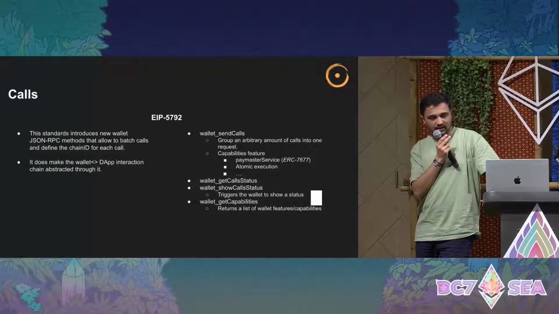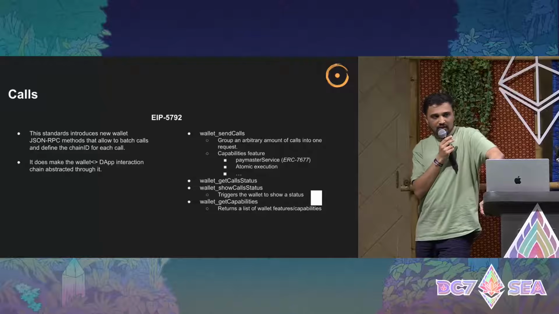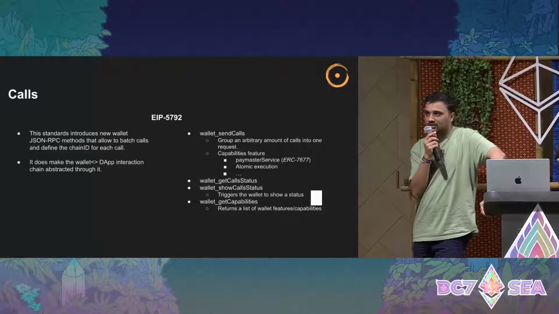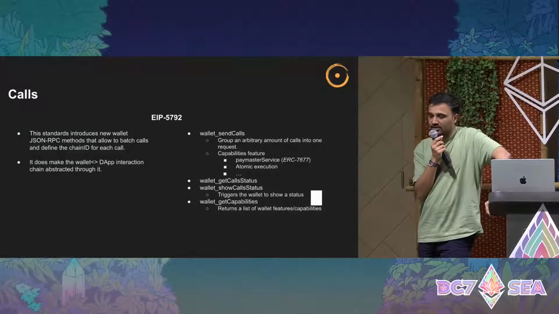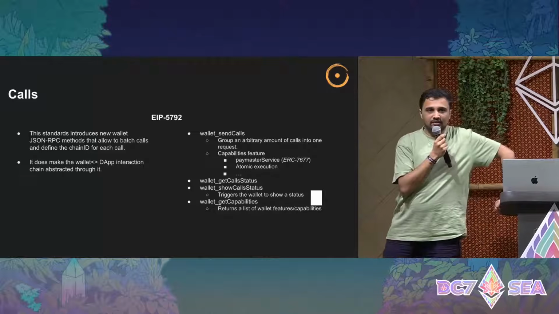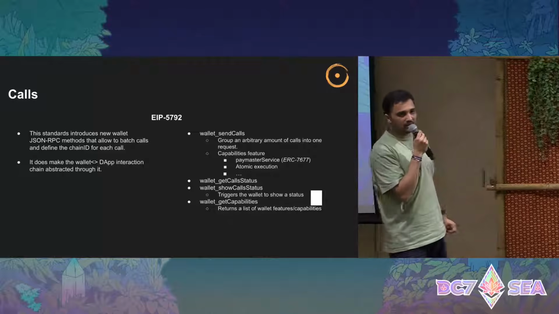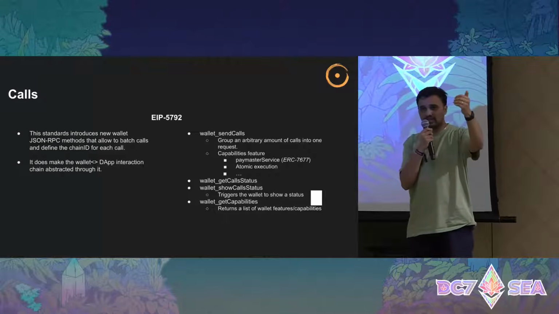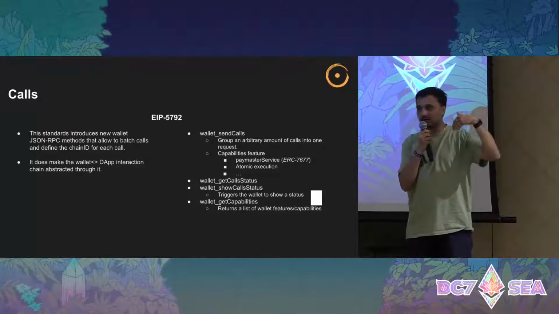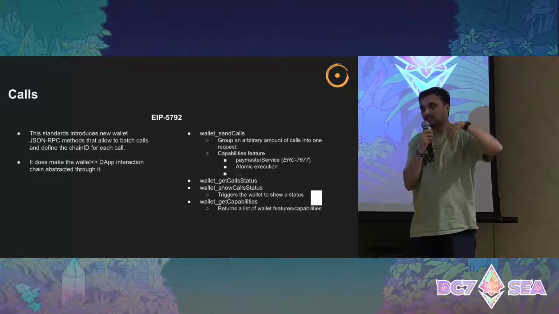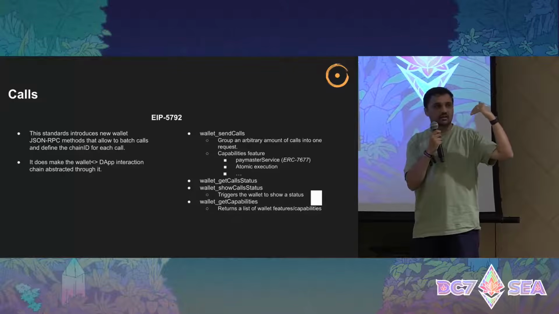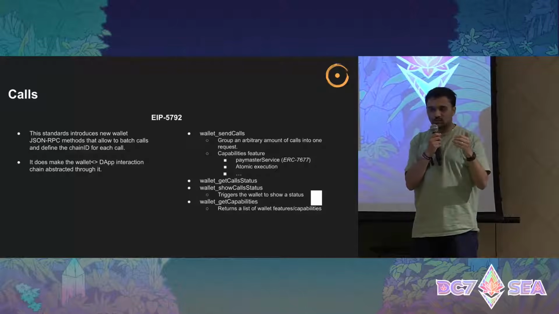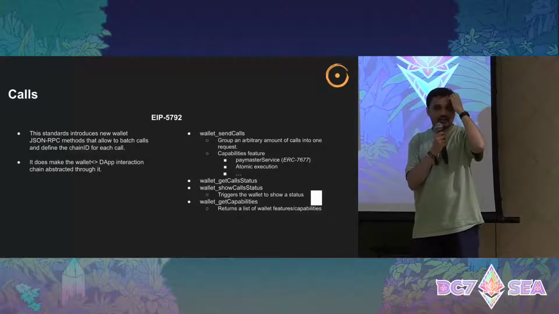Another interesting ERC or EIP is this one called batched calls or batch transactions. Suppose in a multi-chain world, what you would want is to execute something on the target chain. You might want 4 different things to happen one after the other. Either 4 different user operations or 4 different transactions, and this is the way the dApp can tell the wallet that, hey, I want these 4 or 5 different transactions. Can you execute them in batch?